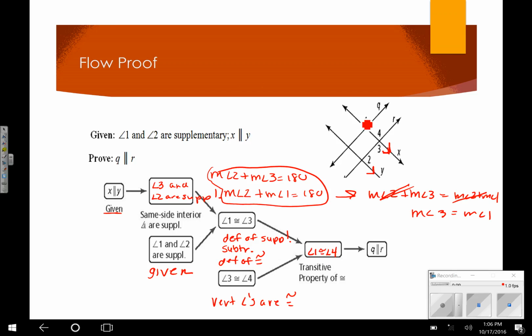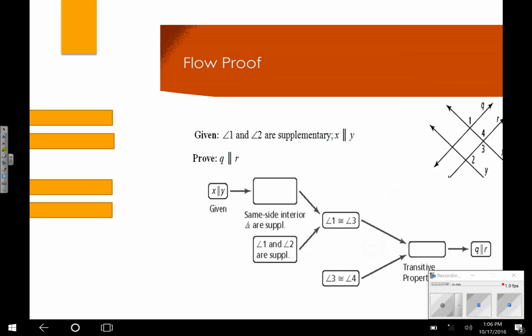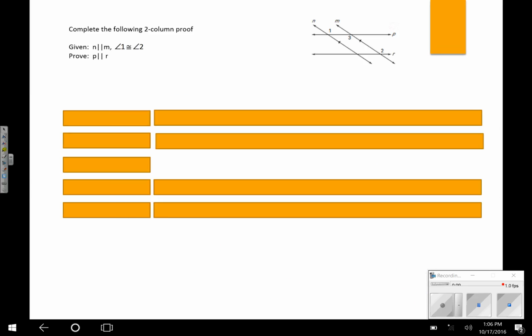So here I've got 1 congruent to 4, so that those are corresponding angles. So Q is parallel to R by the converse of the corresponding angles postulate. So it leaves out too much information for my comfort. So let's look at this next example.